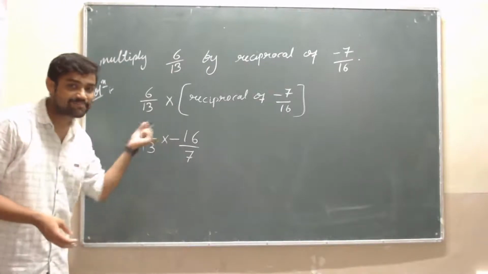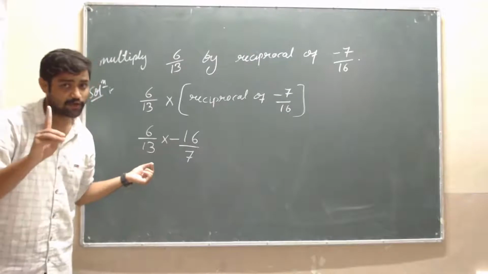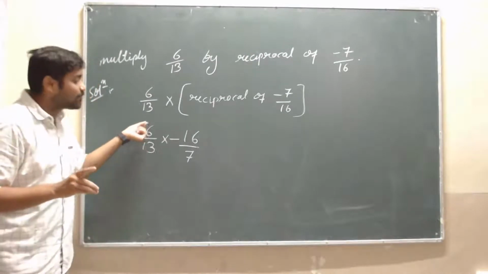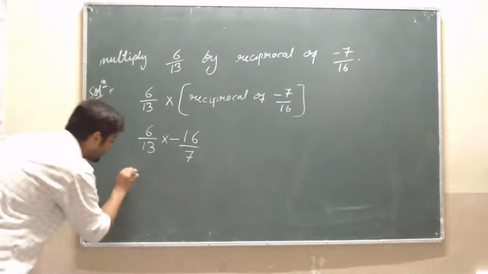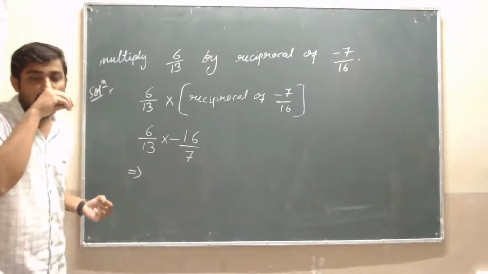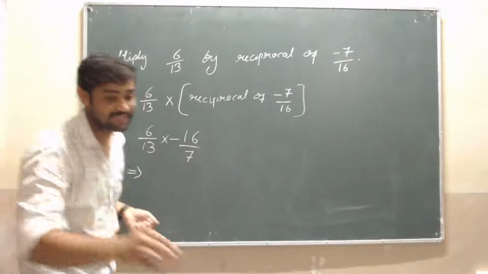Okay, how will you multiply both these? Will you take the LCM of this? No. Multiply numerator to numerator as well as denominator to denominator. Then tell me the answer. That is 16 into 6. Who will give first?